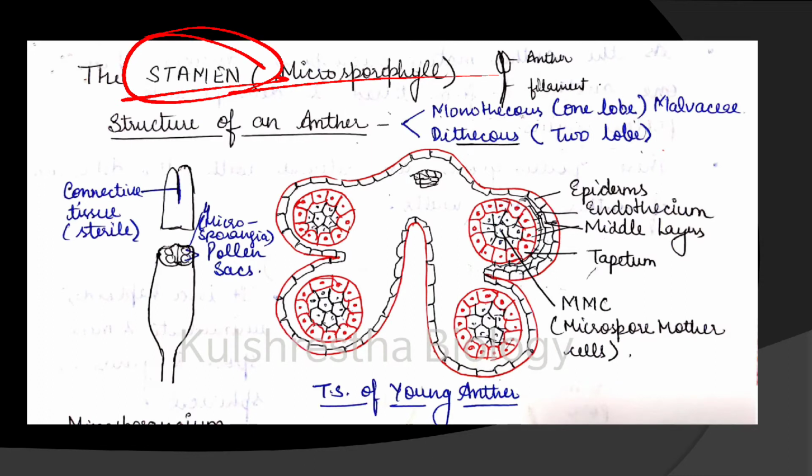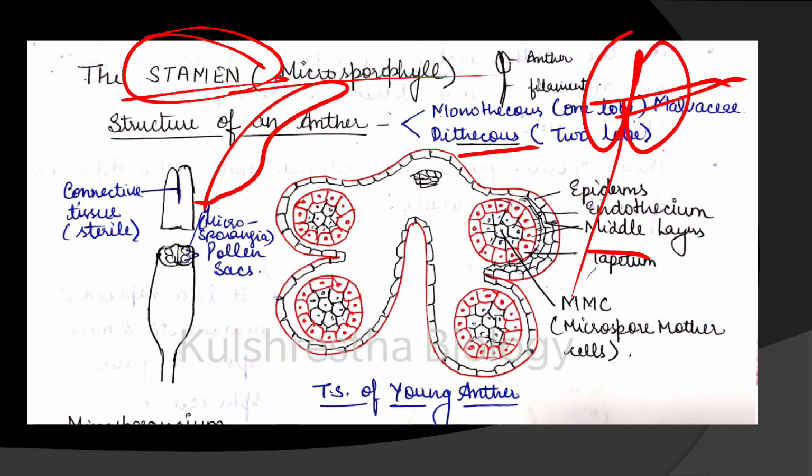Now if you see the structure of it, it looks like this: upper bilobed anther, and this is the filament. Bilobe means two lobes are there. This type of anther is called dithecous, and if only a single lobe is present, then we call it a monothecous anther. Monothecous is the characteristic of the family Malvaceae, so this type of anther is present in the members of family Malvaceae.